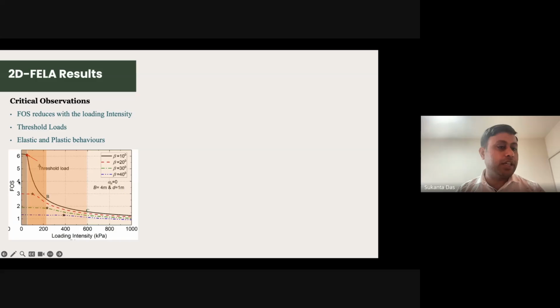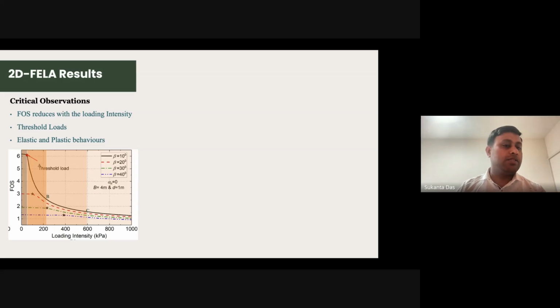So this is the stability, the factor of safety, as we increase the loading intensity in kPa. We did this for different slope angles: 10 degree, 20 degree, 30 degree, 40 degree. Let's say when you don't have any loading intensity, no building loads or foundation load, then if your slope angle is very small, the factor of safety is going to be higher.